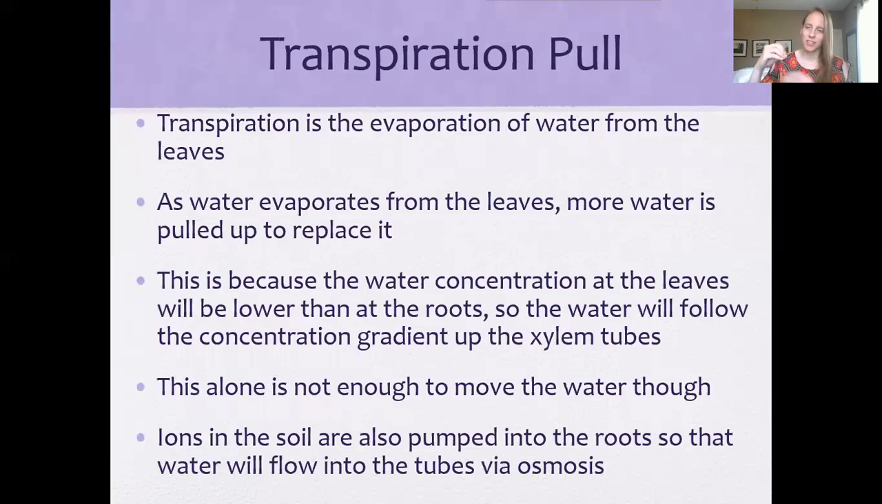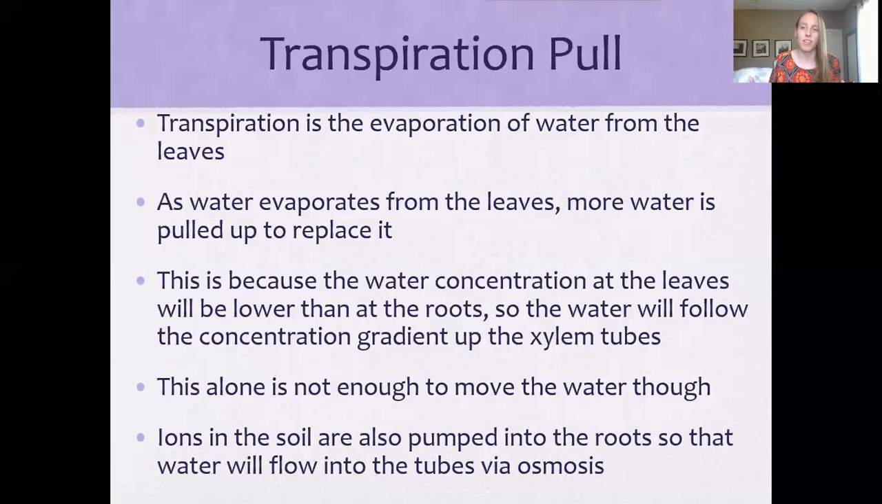Transpiration pull is essentially this idea that as water evaporates from the top of the tree at the leaves, more water is going to get pulled in behind it to essentially fill that vacuum that's been created. So essentially you're going to have a low concentration of water at the top of the tree, higher concentration where it's constantly being absorbed at the roots, and so the water will just move up the concentration gradient.